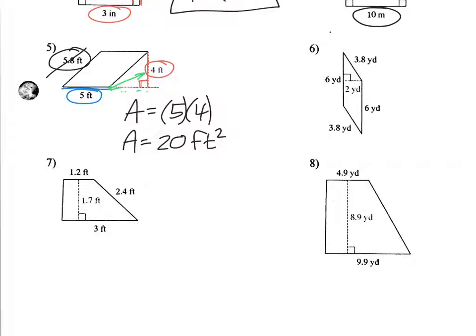Now, that's when the height is outside the figure. Let's look at problem number 6. This time, the height is inside the figure. Let me draw that a little better. Okay. It's inside the figure. So there's our height. What is our base? Our base is this, the side to which it makes a right angle. So this is not necessary, this is not necessary. This 6 is technically not necessary because we have it on the other side. So area is base times height. So that would be 12 yards squared.